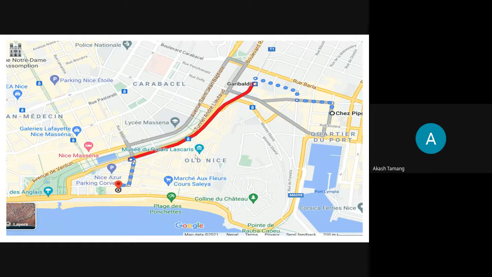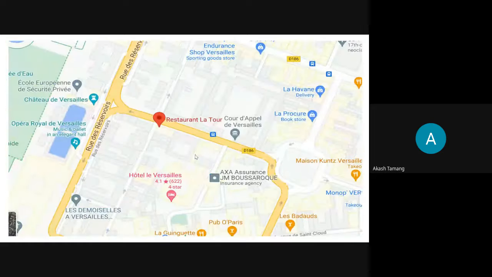After visiting that museum, it was such a lovely experience. So after that, we took a bus that took about 5 hours to reach my destination, Garabadi. Next slide, please. There we reached the restaurant called Restaurant La Tour.